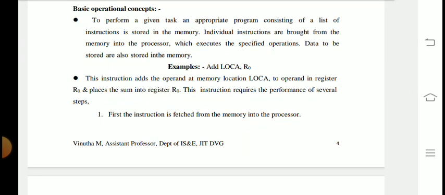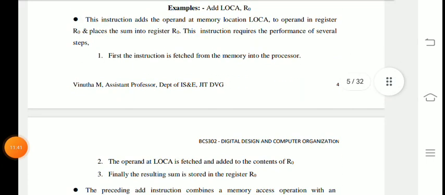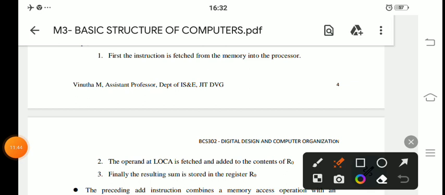I have already told you about these steps. The first step is the instruction is fetched from a memory into the processor. That is the add which was there in memory. It will be fetched into a processor. Next, the operand at LOCA is fetched. LOCA is the contents of the memory, the memory address represented as LOCA. It is fetched and added to the contents of R0, and finally the result is stored in R0.